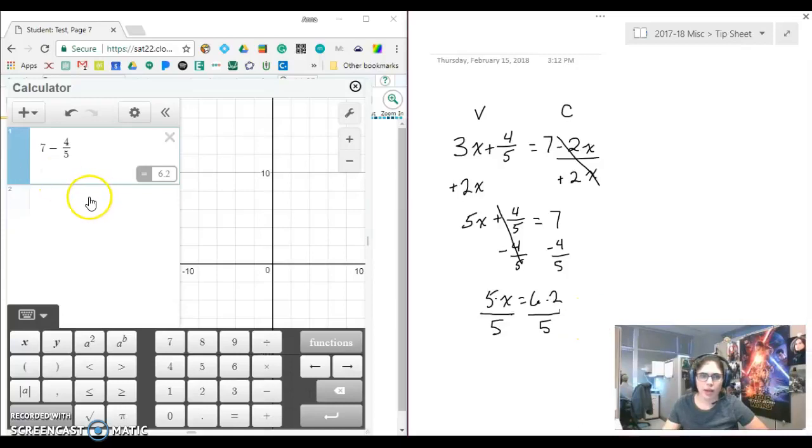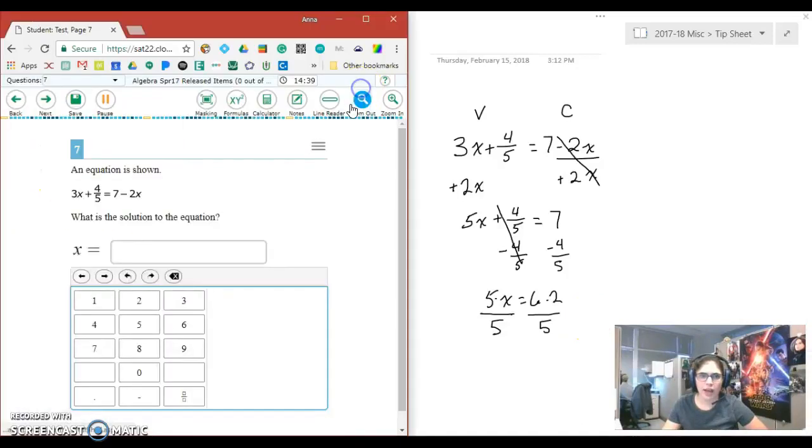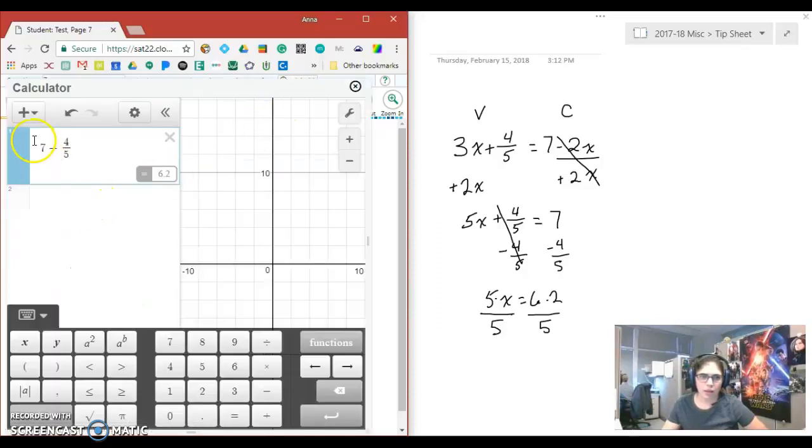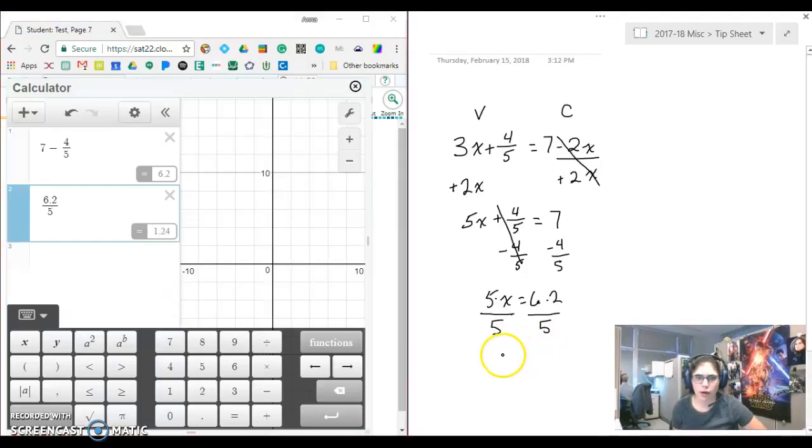So then in my calculator over here, which I accessed by going to where it says calculator up at the top, in my calculator I'm going to click on the second box and I'm going to type in 6.2 divided by 5. And that gives me a final answer of 1.24. So I get x is equal to 1.24.